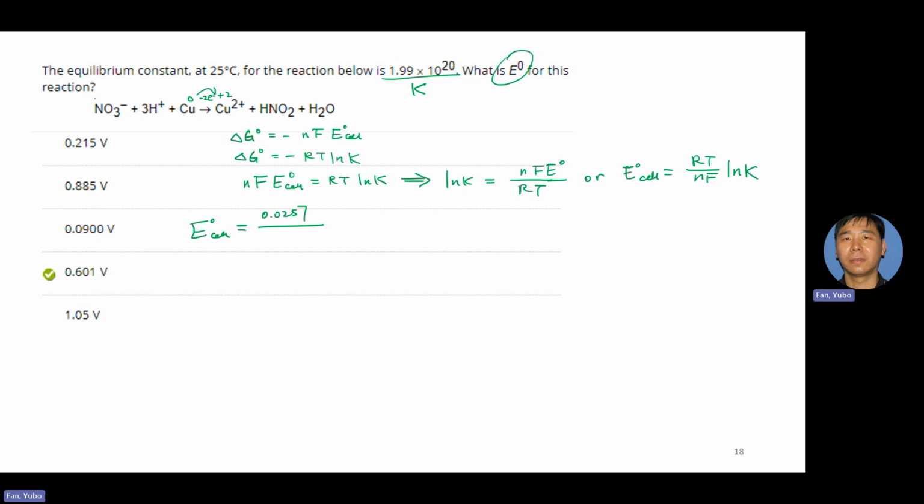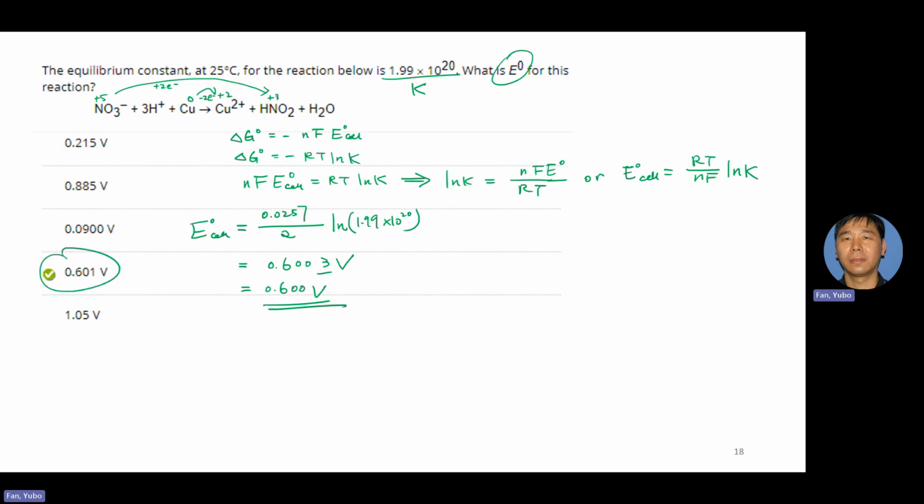For nitrogen, here's a plus 5, here's a plus 3, so also 2 electrons. So 2 electrons, then log K is available here, 1.99 times 10 to the 20th. So then you just need to finish the calculation. Then we got a value here, which is 0.6003 volts. We should be able to keep 3 significant figures because we got 0.600 volts. Okay, so this is the closest one.